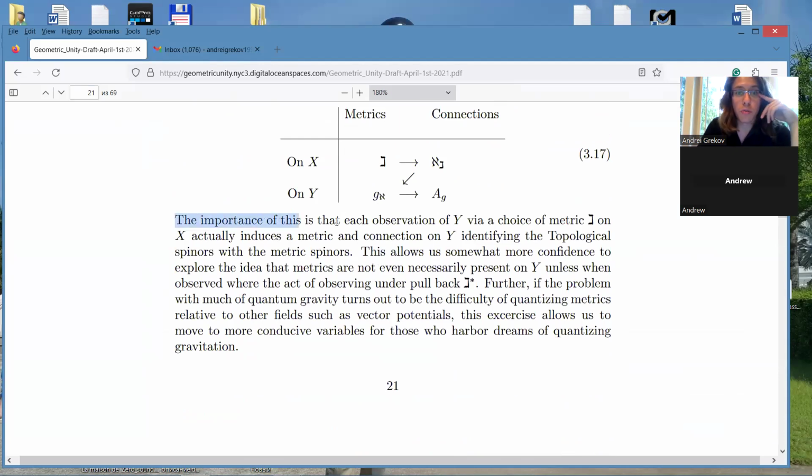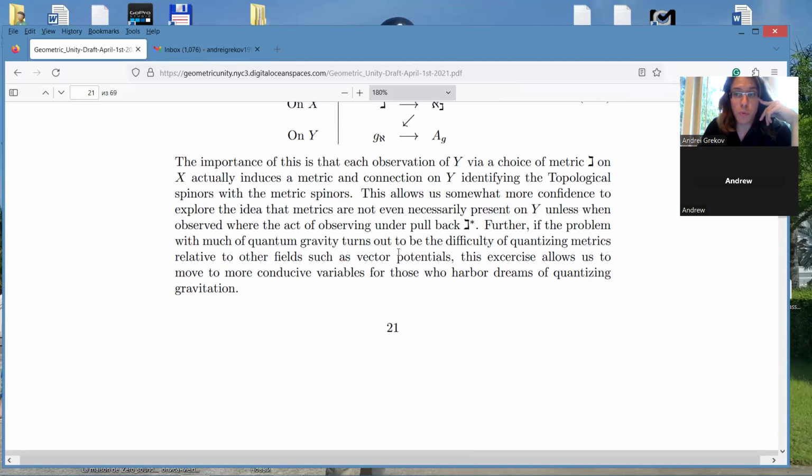The importance of this is that each observation of y with a choice of metric I on x actually induces a metric and a connection on y, and then defines the topological spinors with the metric spinors. We don't have the spinors until we have some metric on y, for which we need connection. This allows somewhat more confidence to explore the idea that the metrics are not even necessarily present on y unless when observed with active observer under pullback I star.